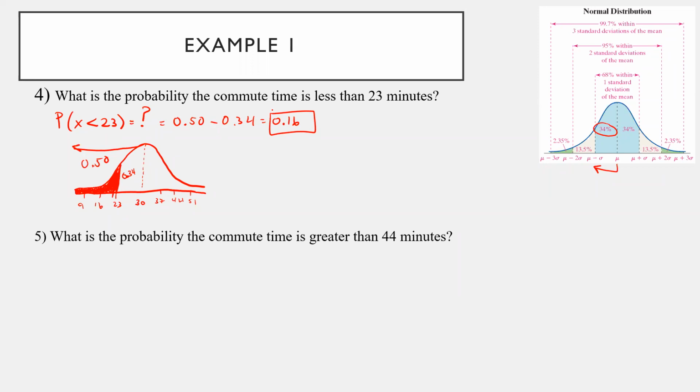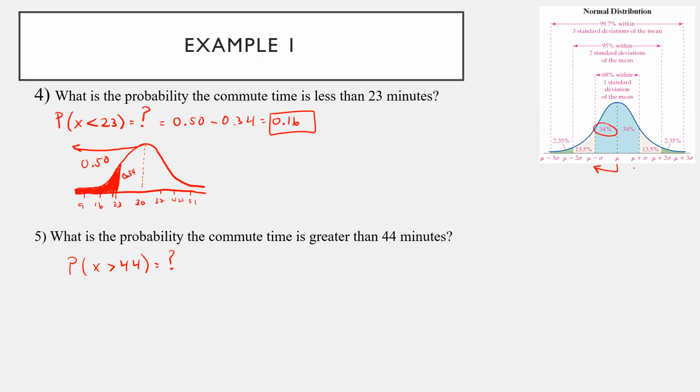So let me ask you, it's kind of a similar question, but let me ask you this one. What is the probability that the commute time is greater than 44 minutes? Yes, everything would be 0.15. Yes, Jamie, you could also do it that way. All right, so what is the probability the commute time is greater than 44 minutes?